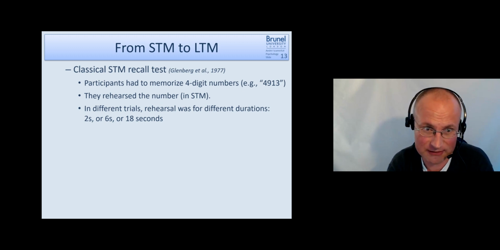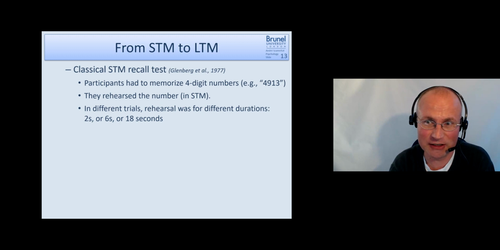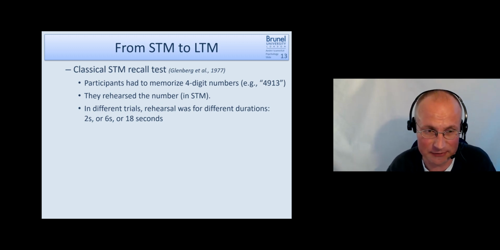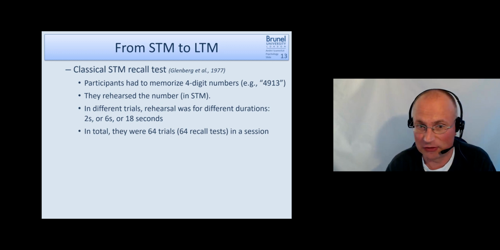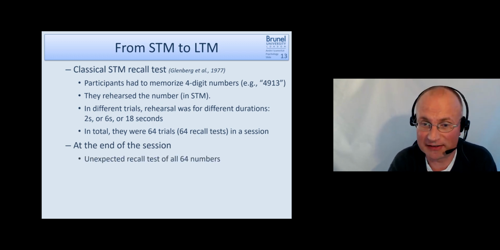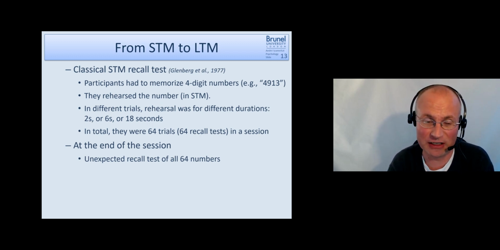2 seconds or 6 seconds or 18 seconds. So if you get a 4-digit number, for instance 4913, you either had 2 seconds, 4913, 4913, 4913, or 6 seconds. You could do that for 6 seconds, and then you were asked in the end. So in total they had 64 trials, so 64 of such numbers and recalls in a single session. At the end of the session, they did something very smart, and that is they did a recall test of all the 64 numbers of that session, and participants did not know about this.